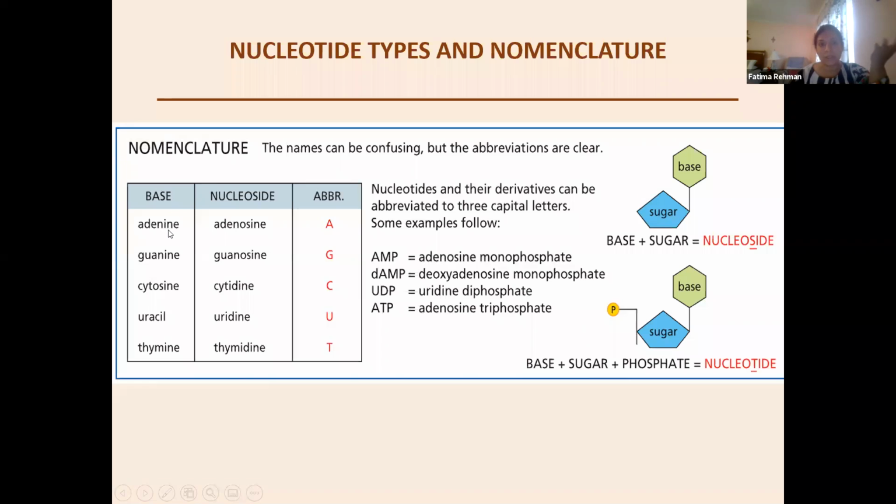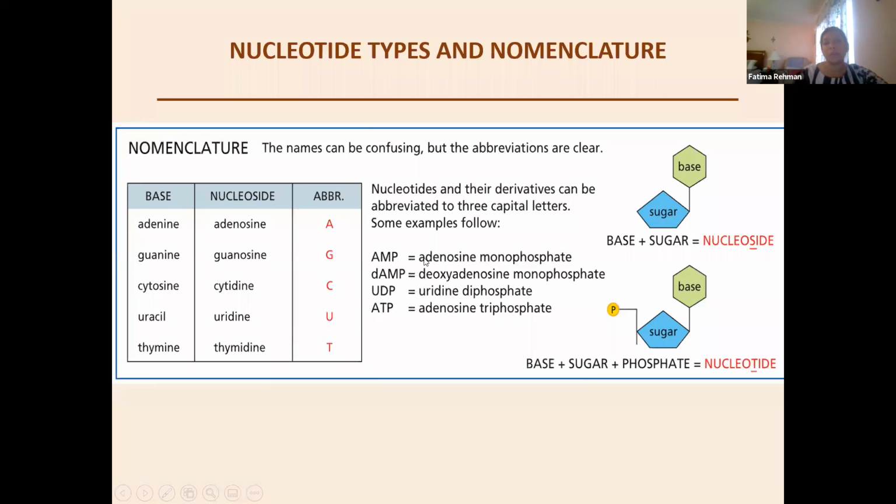Obviously, the nomenclatures can be a little bit confusing. So that's why you want to remember that it is only going to be called a nucleotide if it has the base, sugar, and a phosphate all together. If it's only the sugar and the base together, it is what we call a nucleoside. So it isn't called a nucleotide until the phosphate is added to it.